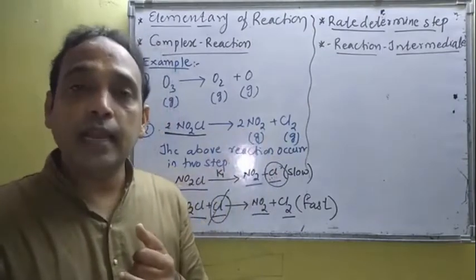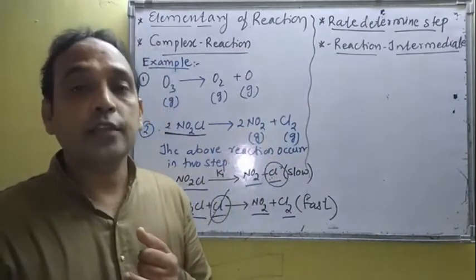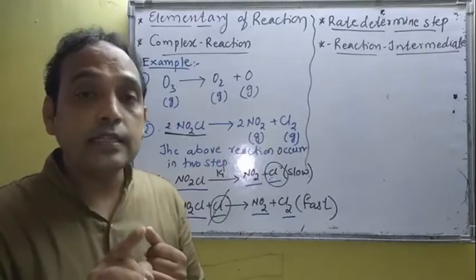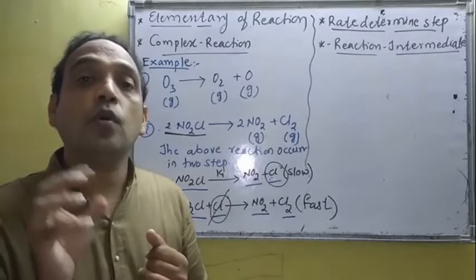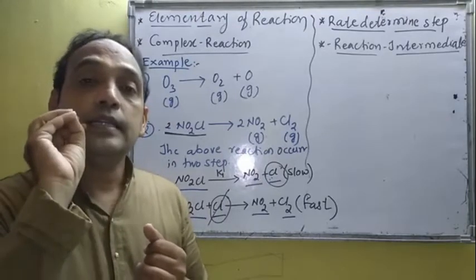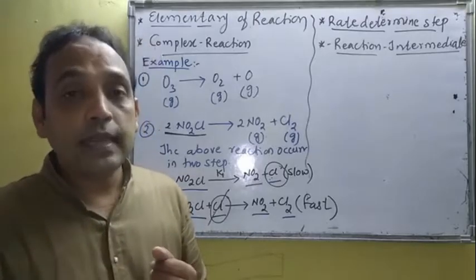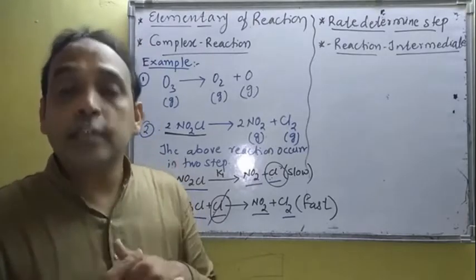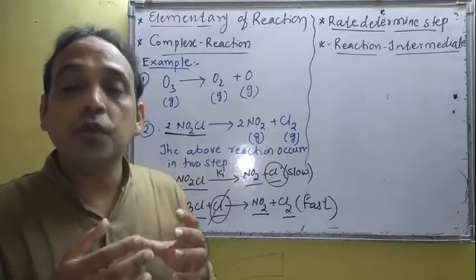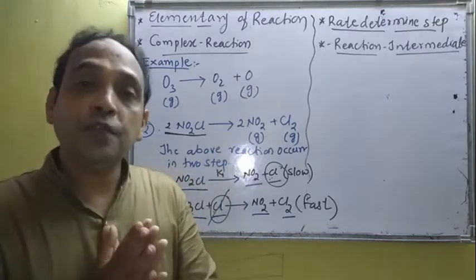Our first one is elementary reaction. The reaction which occurs in a single step and cannot be further broken down into simpler reactions, that is an elementary reaction. What is a complex reaction? जिसमें एक से ज्यादा स्टेप होते हैं. The reaction which constitutes a series of elementary reactions.